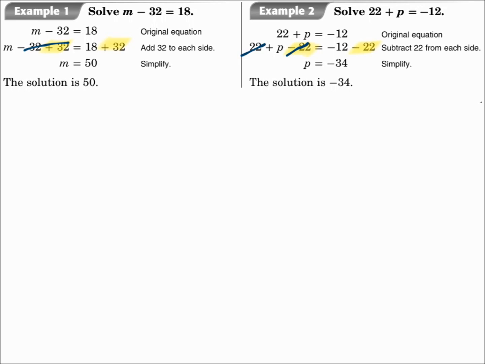So always do the opposite operation to get the variable by itself. If it's being subtracted, add it. If it's being added, subtract it. And always do that to both sides of the equation.